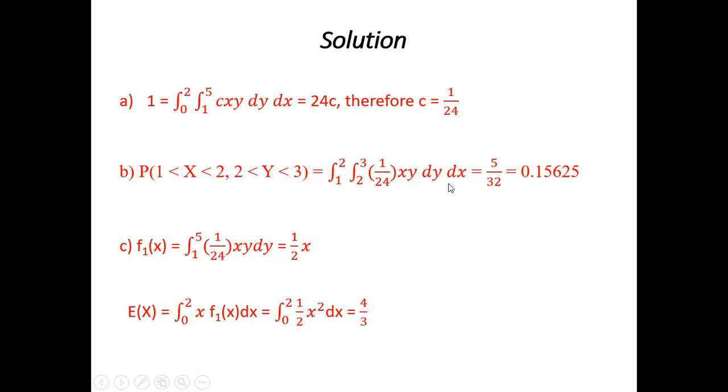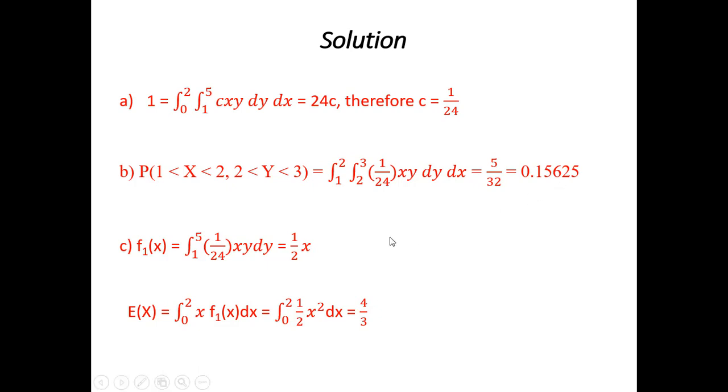Once again, I would suggest stop the video, work out this integral. You should end up with 5 over 32, and expressed as a decimal, we get 0.15625.